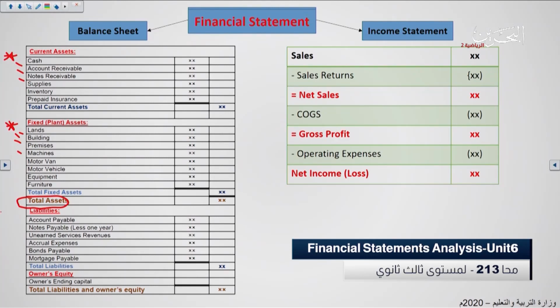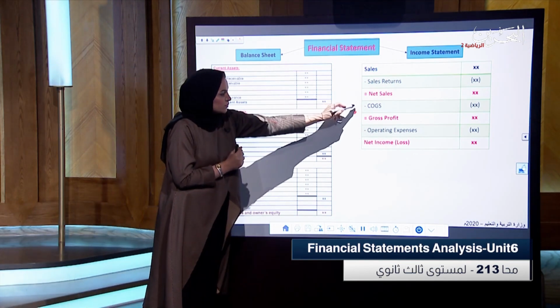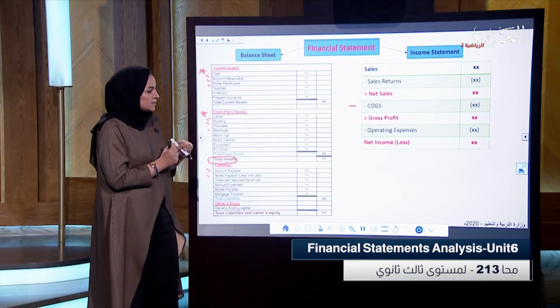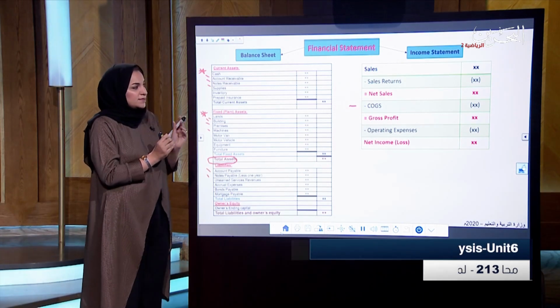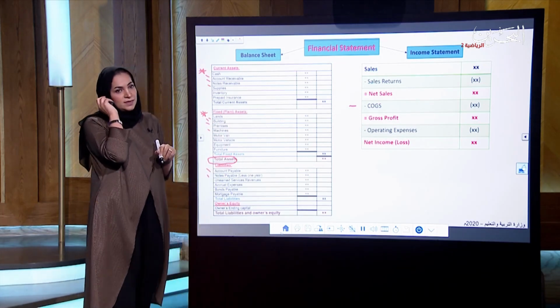Okay, and liabilities. Let's take a quick refresh. Account payable, notes payable, unearned service revenue, plus the owner's ending capital equal total liability and owner's equity. Okay, let's see income statement. Income statement, it's sales minus sales return equal net sales minus cost of goods sold equal gross profit minus operating expense equal net income. You already talked about it in accounting 212 for level 3.